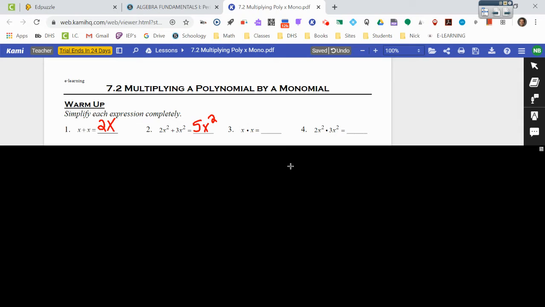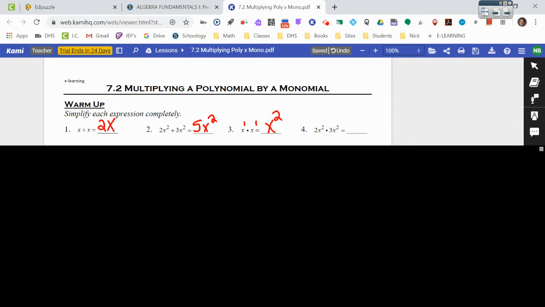Now for 3 and 4, we're going to be multiplying these same exact terms. If you recall from previous lessons, when we multiply terms, we add their little exponents. Each one of these x's really has an exponent of 1. So x to the first times another x to the first is going to be x to the second power. We're going to add those 2 little exponents together.